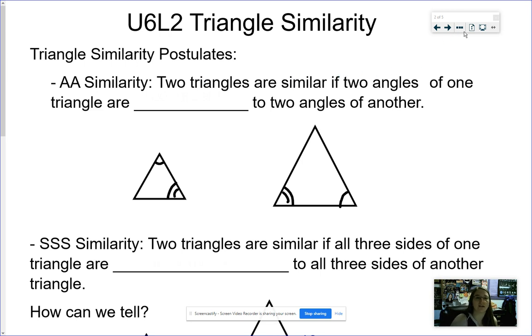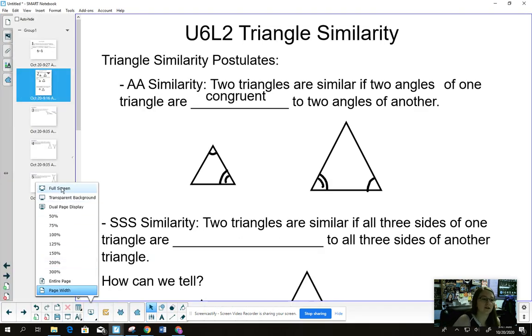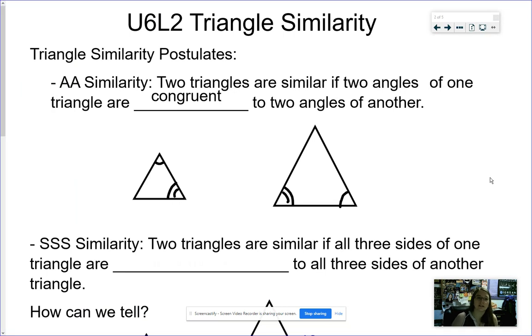Two triangles are similar if two angles of one triangle are congruent to two angles of another. And again, that's because figures are similar if all of their corresponding angles are congruent. Now, we only need to know if 2 angles are congruent, right? We know that this is congruent and this is congruent. That's 1 pair. And then these are congruent. That's 2 pairs. The reason why is because it's a guarantee that this last one has to be congruent as well. If we know 2 are congruent, it's just guaranteed the last one's going to be congruent as well.